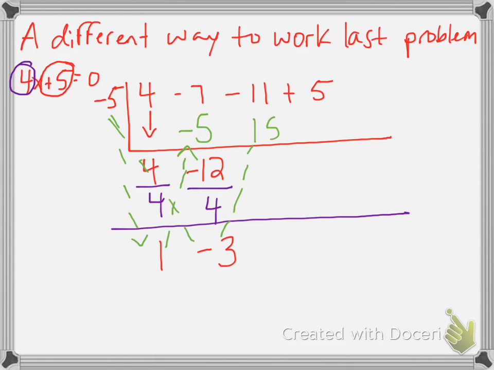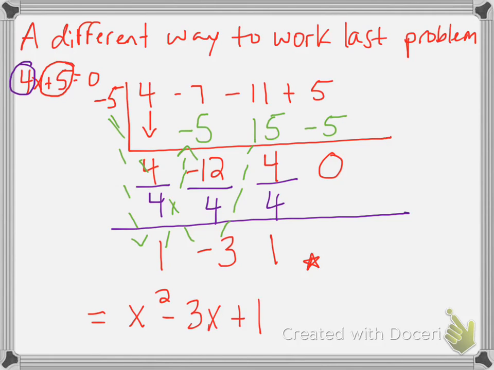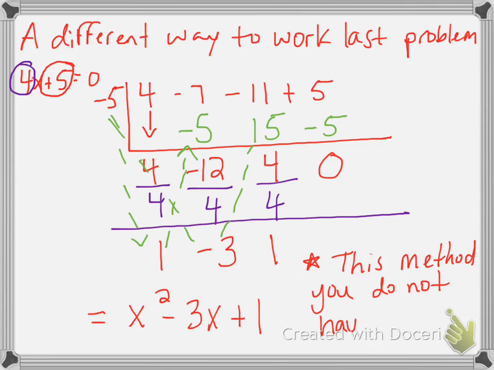Multiply it by negative 5. That gives me 15. Negative 11 plus 15 is 4. Divide it by 4. Same process. Now if you look at it, the only difference between this problem and the last one is that we do not have to factor at the end. We get the same answer, x squared minus 3x plus 1, but we don't have to factor the 4.